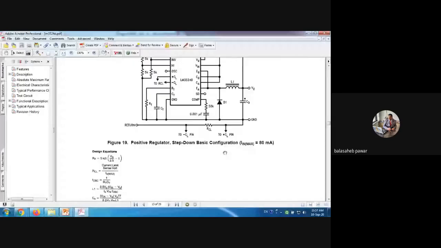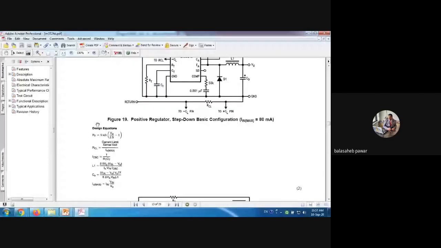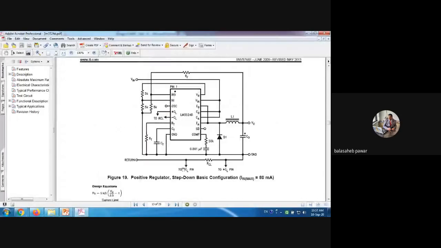Its design equations are also mentioned. Few components and their values are already mentioned by the manufacturer. Okay. Because there is some significance of those fixed value components which are given in the application note. So don't change these values according to your requirement.